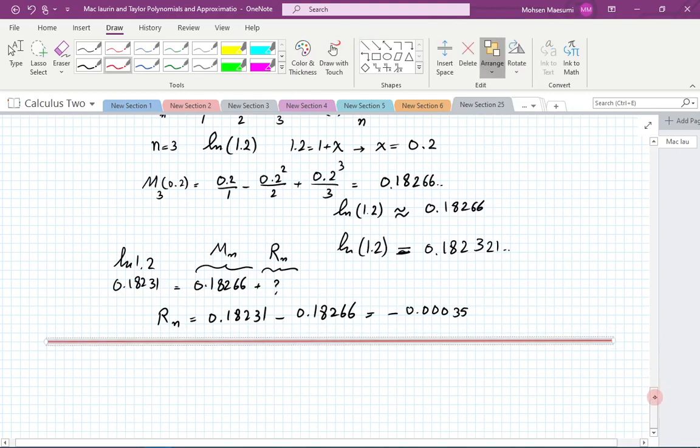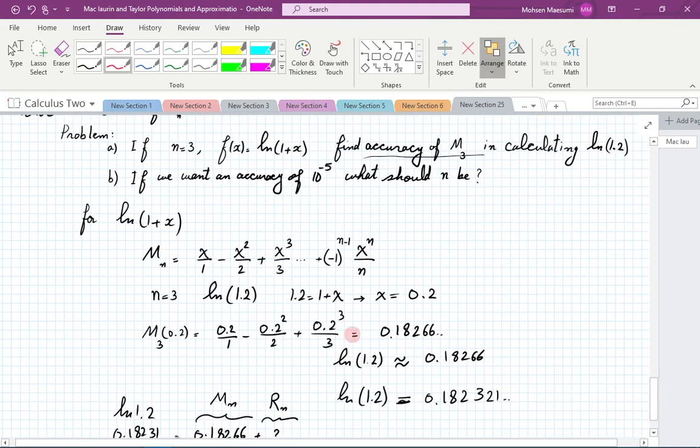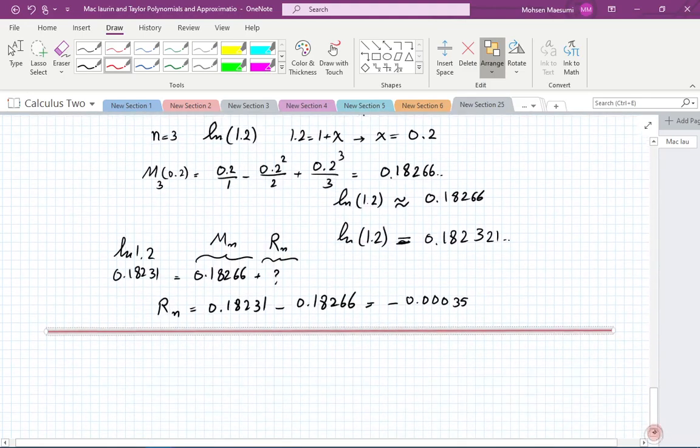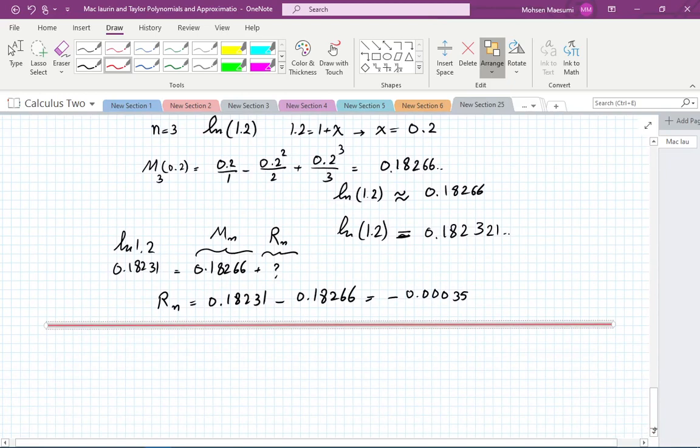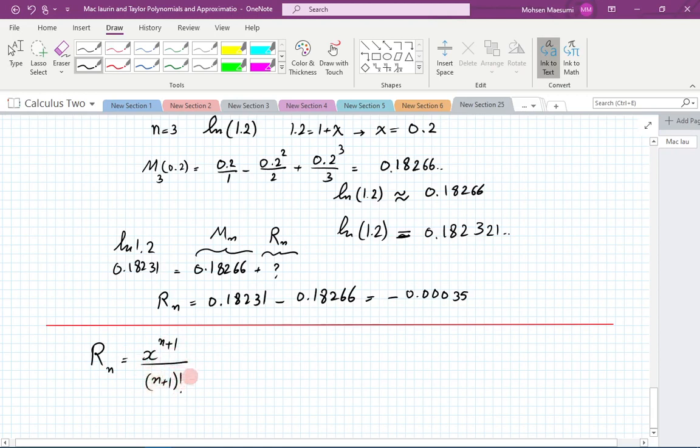How far do I need to go? So here I stopped at 3 terms. Next question is how many terms should I add so that my error becomes less than a certain quantity. By Maclaurin theorem, the remainder after n terms is x to the power of n plus 1 over n plus 1 factorial times the n plus first derivative.